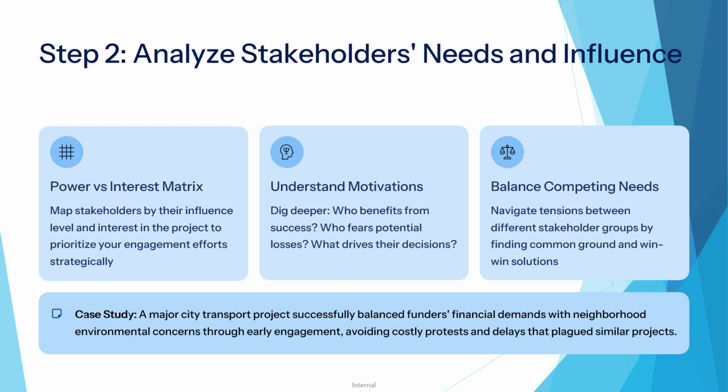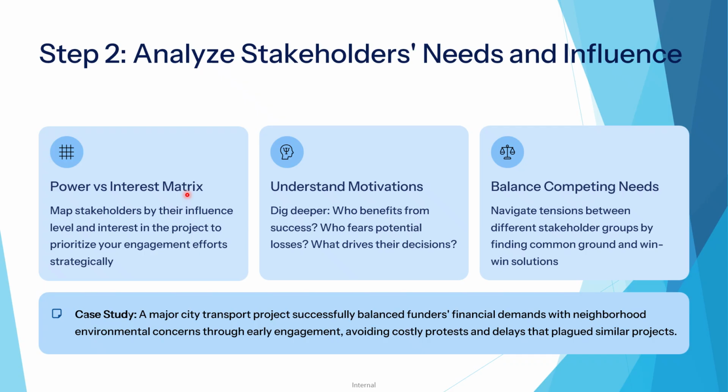The second step is important: analyze stakeholder needs and influence level. For this one, we can use the power and interest matrix. Its mapping is very important. Map the stakeholders and their influence level in the project to prioritize engagement efforts strategically. What is their influence level? What is the interest level? According to that, make a matrix to identify them.